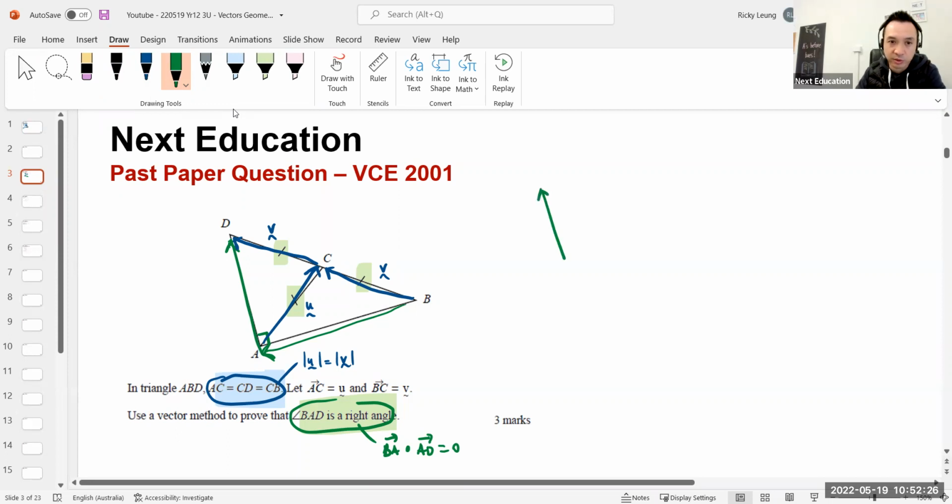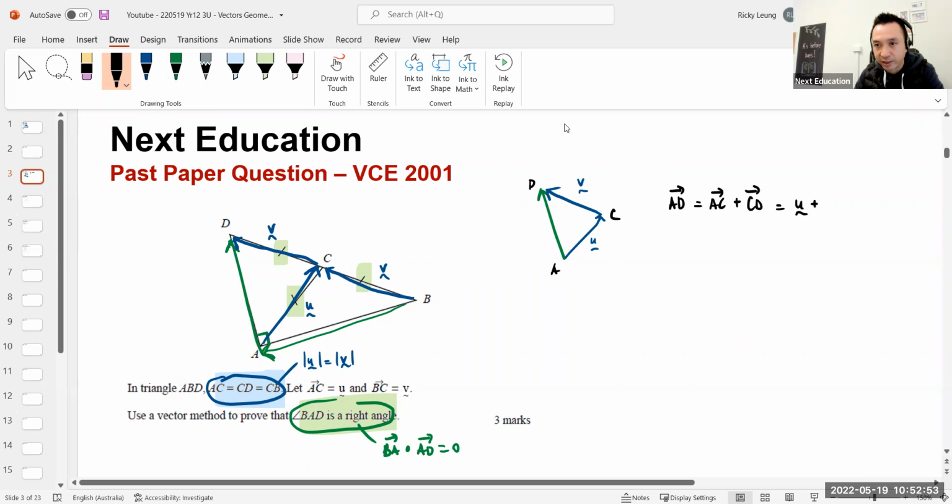So the top triangle sort of looks like this. We've got 2 vectors, one going this way, one going this way. We know that this guy's U, this guy's V, and just to label the vertices, this is D, this is A, this is C. I can see from this diagram, by observation, that the vector AD, the green vector, equals AC plus CD, which equals U plus V. Piece of cake. Tick.